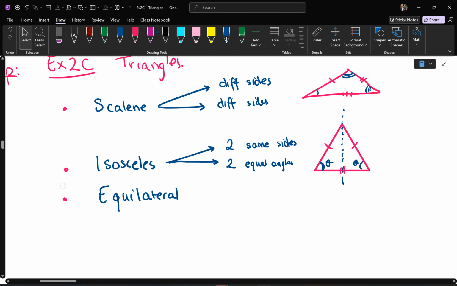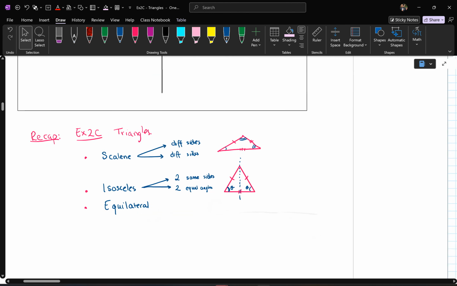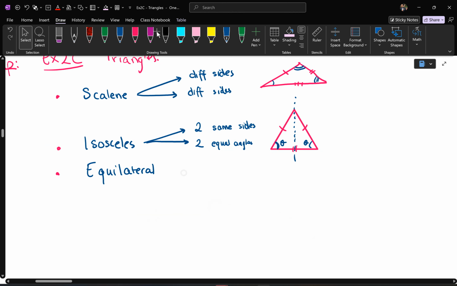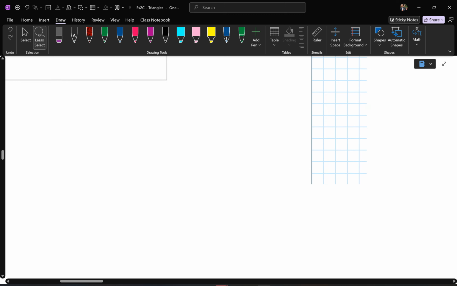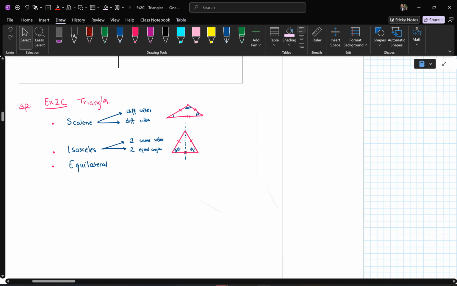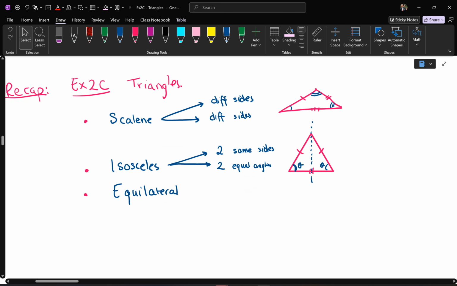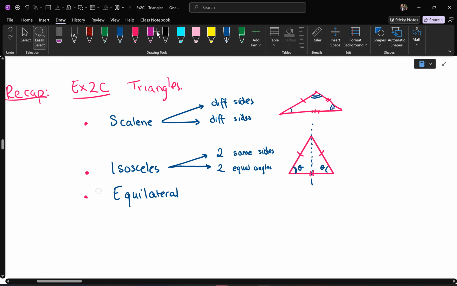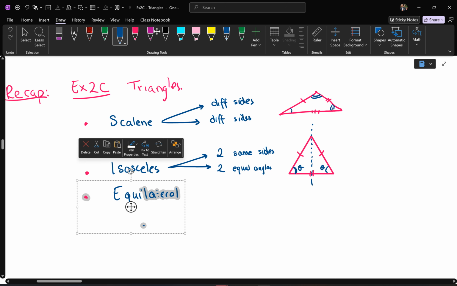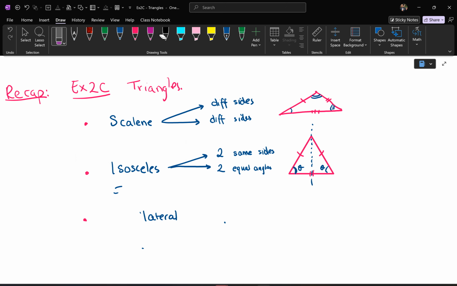Then you go to your third type of triangle. Oh, what's going on? I can't seem to highlight it. Let's do it again. No, it's not working. Now it's working. So terrible. Let's try to give it some space.